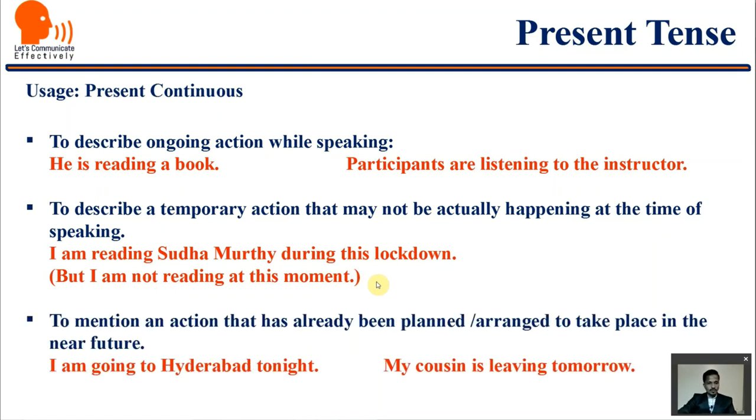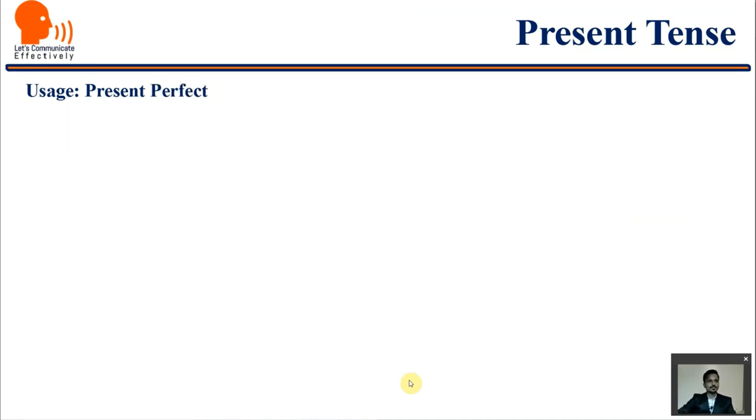To mention an action that has already been planned or arranged to take place in the near future, like I'm going to Hyderabad tonight. The action is already planned and it will take place in the near future. So, I'm going to Hyderabad tonight. It is fixed. My cousin is leaving tomorrow. It is fixed. So you can use continuous instead of future tense. We will see that in future tense also.